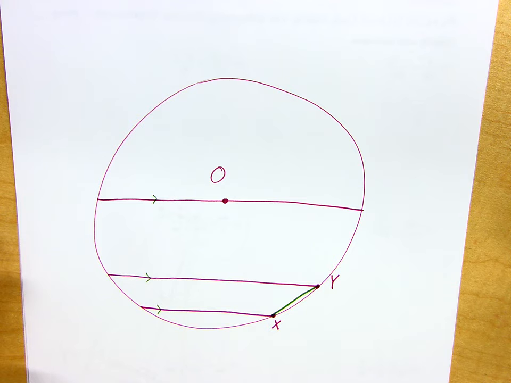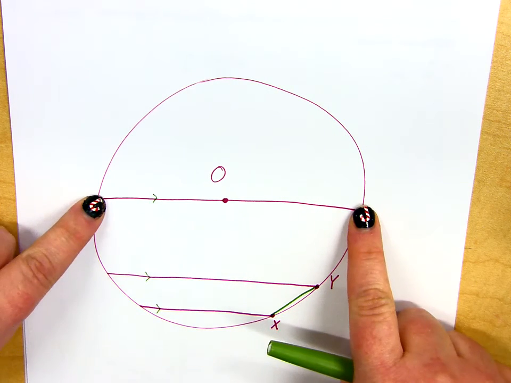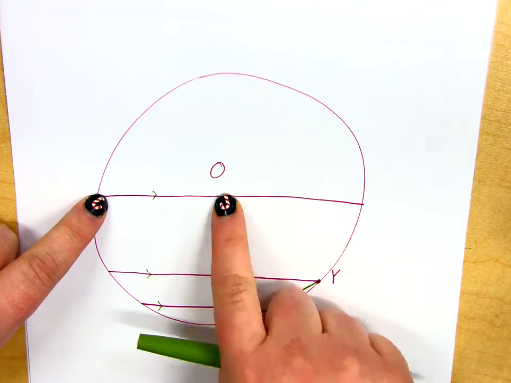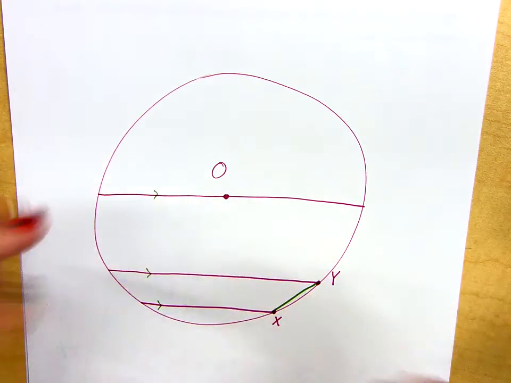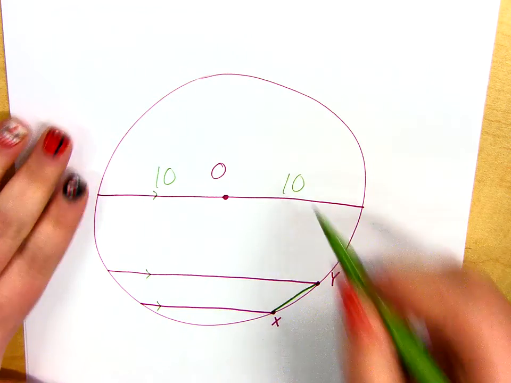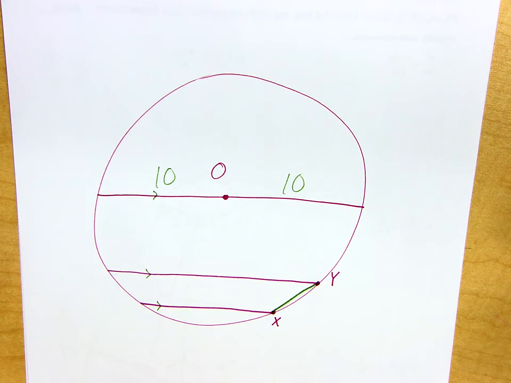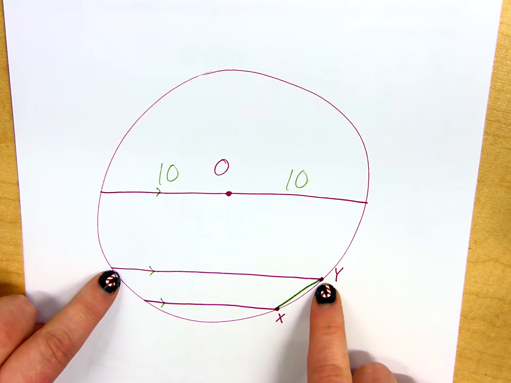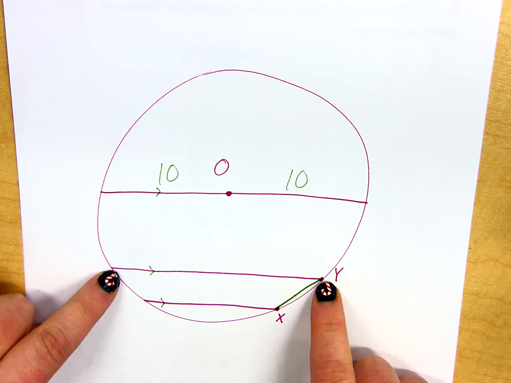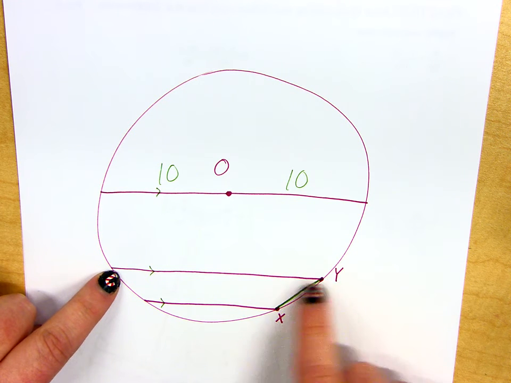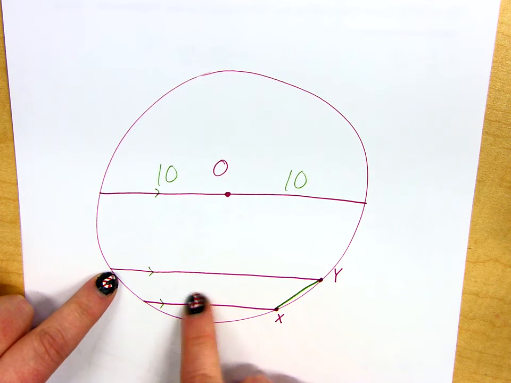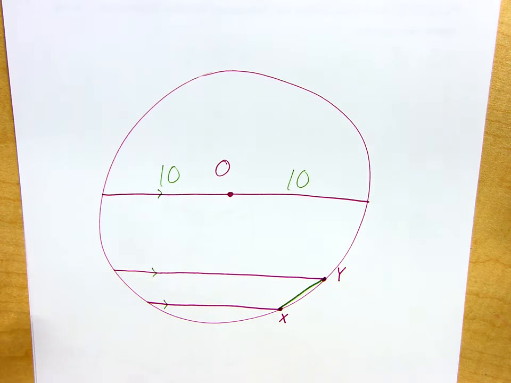Their lengths are 20, 16, and 12. So the top one's 20. The whole thing's 20, which means that each piece would be 10. So you're 10 and you're 10. Agreed? This next one is 16. But I don't know where the middle is, right? So I can't just divide it up. Or can I? Just go straight down.